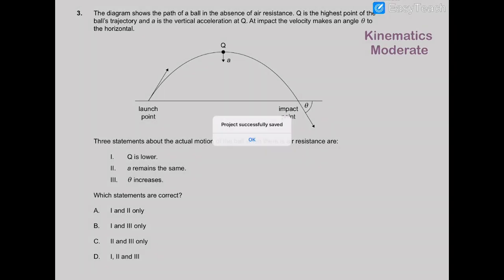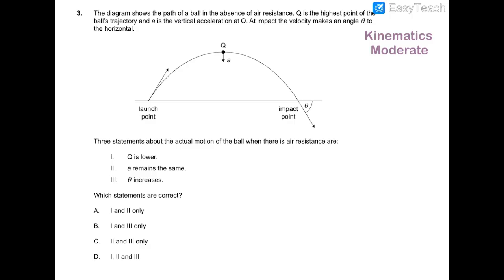In this question, you can see that this is a trajectory of a ball which is launched from this point. This is the highest point Q, and this A represents the direction of acceleration of the ball at the highest point. This is the impact point where the ball will land, and this is the theta angle with the horizontal with which the ball will land on the ground. So we have to choose the correct statement when there is air resistance present in the motion.